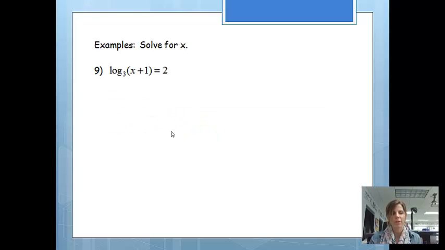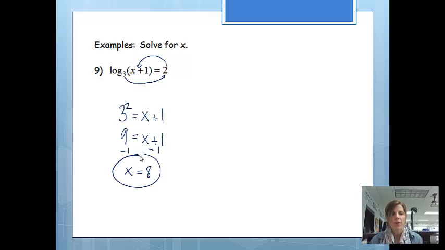All right, so let's try this one. We would like to solve for x. So what I'm going to do is use that logarithm loop, starting with the base over to my answer and then around. So if I rewrote this problem, it would be 3 to the second is equal to x plus 1, and I'll be trying to solve this for x. 3 to the second is equal to 9, so I'll get 9 equals x plus 1, and then we'll just subtract 1 from both sides, so x will equal 8, and that is all there is to it.